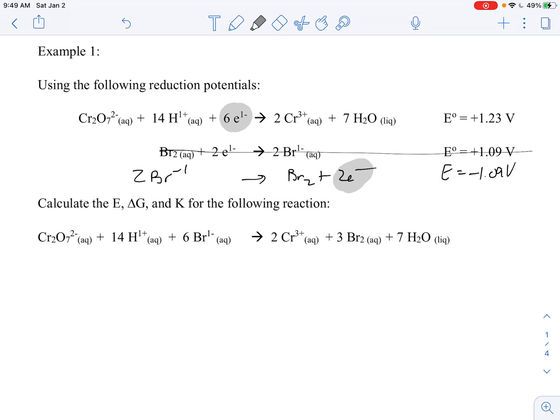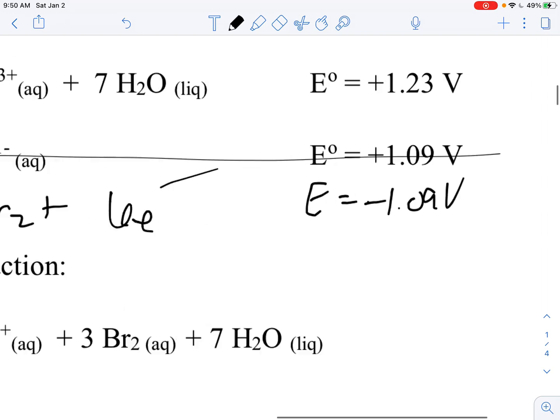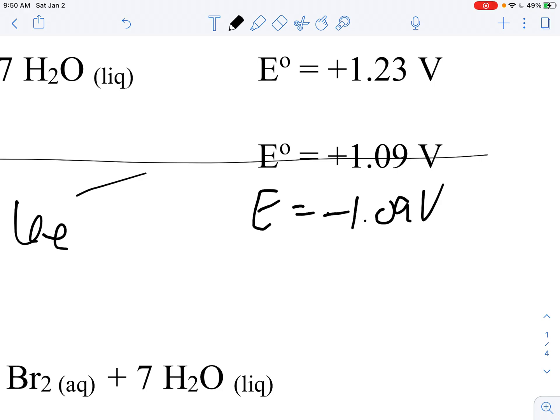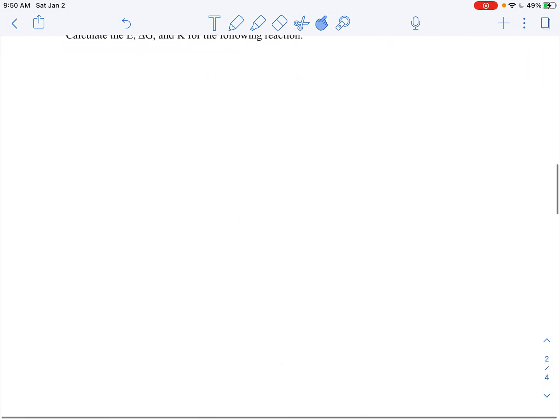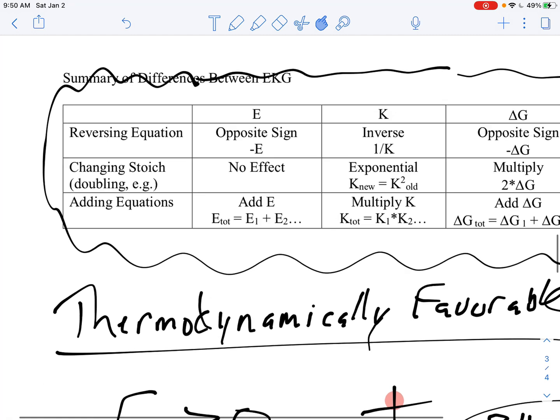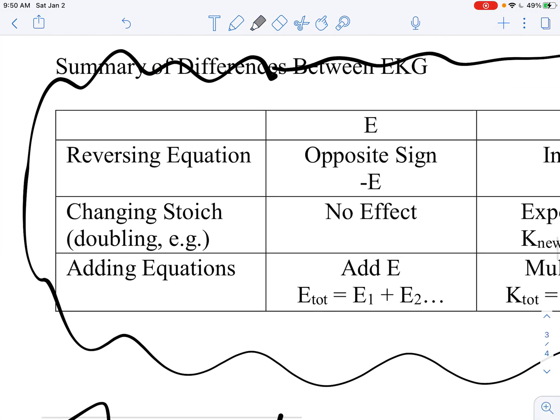And now, if we take a look at this, we've got 6 moles of electrons being transferred here and only 2 moles of electrons being transferred here. So we're going to have to multiply this whole bottom equation here by 3. So then we end up with 6 of those and 3 of those. And now I'm going to have 6 electrons here. Now remember that in voltage, when you multiply an equation by 3, what happens to the voltage over here? Nothing, right? Because it's an intensive property.